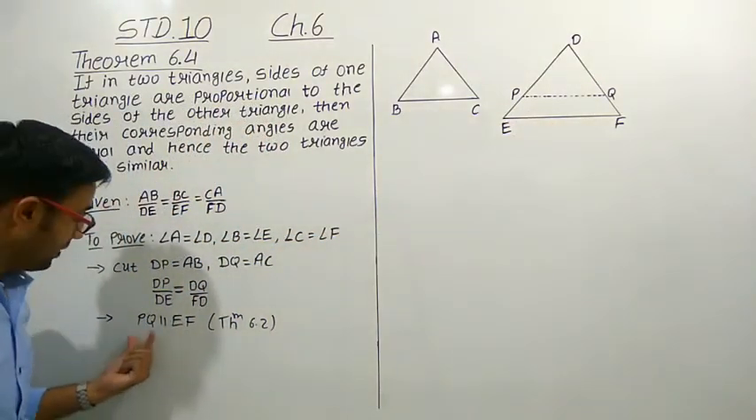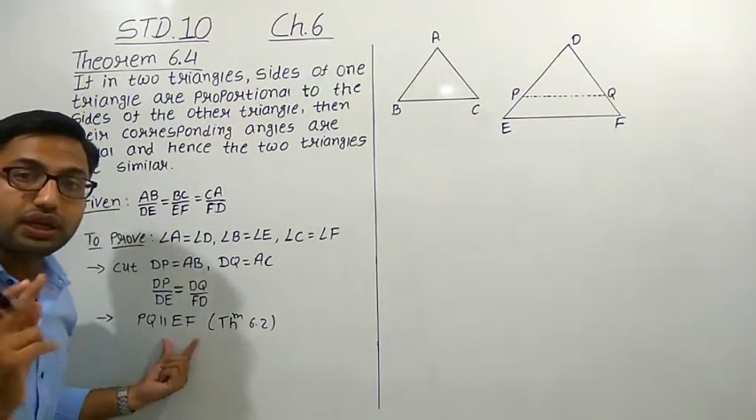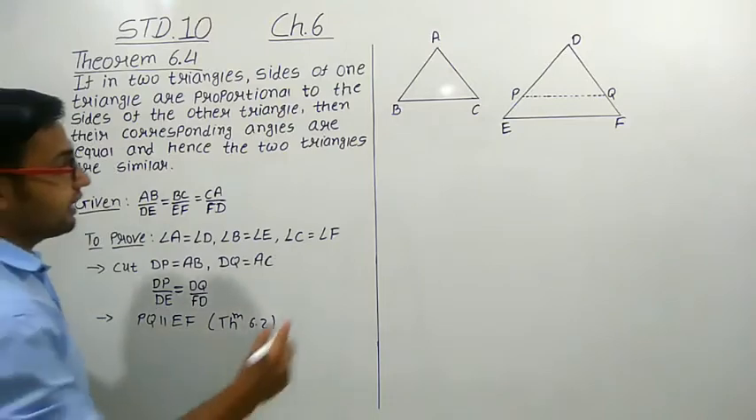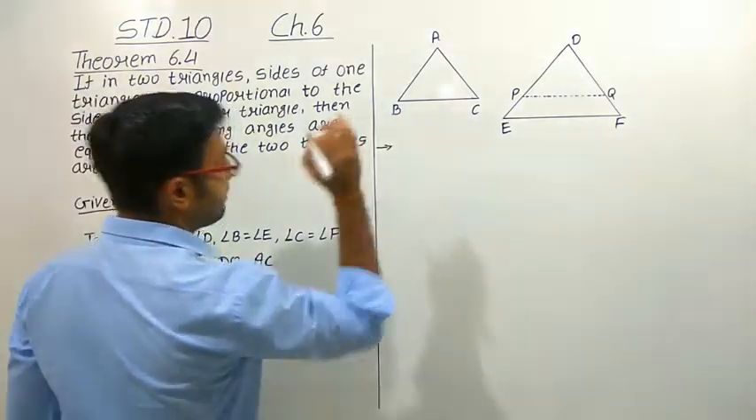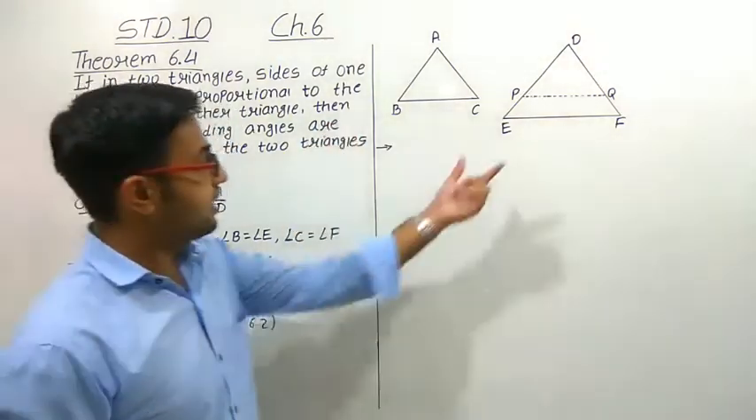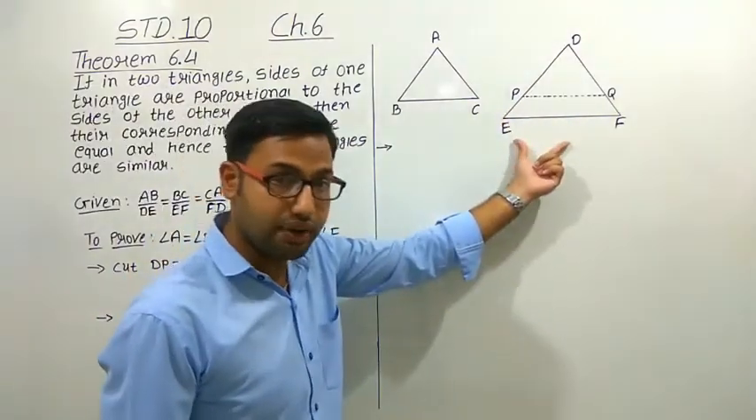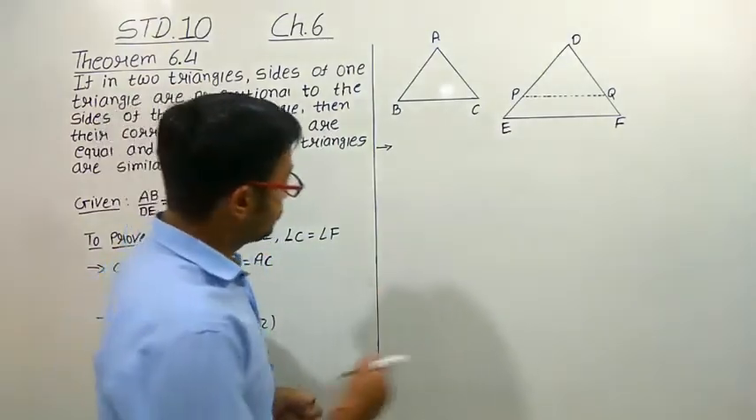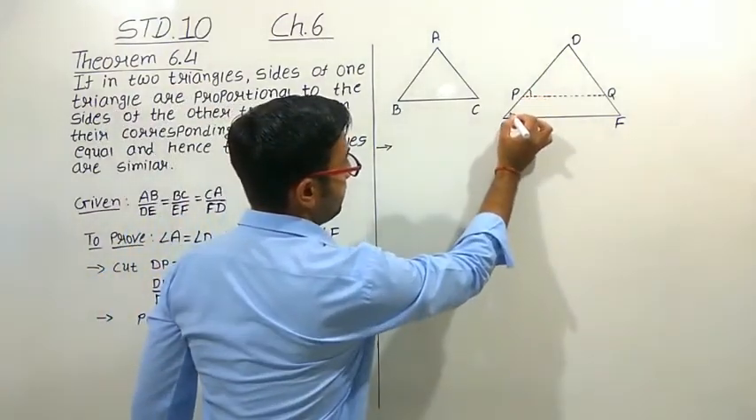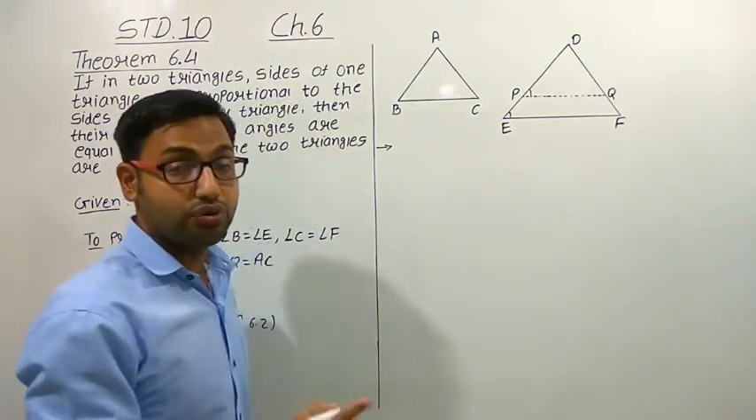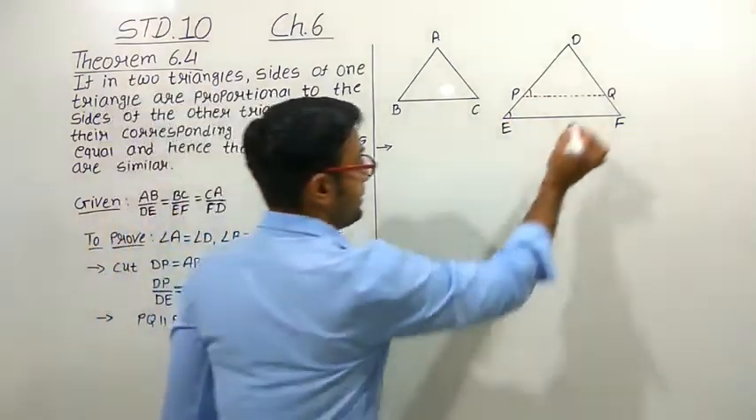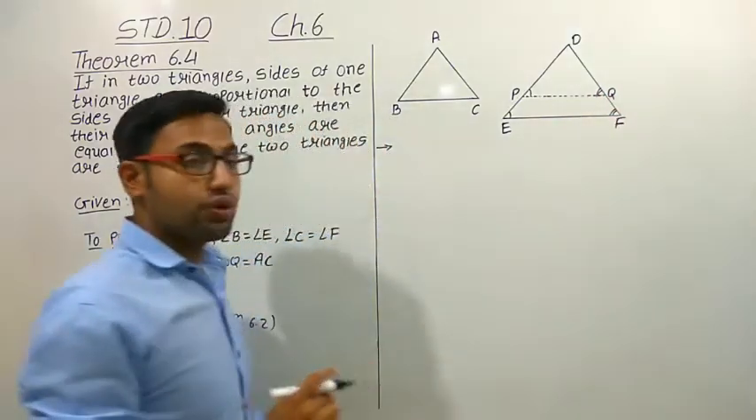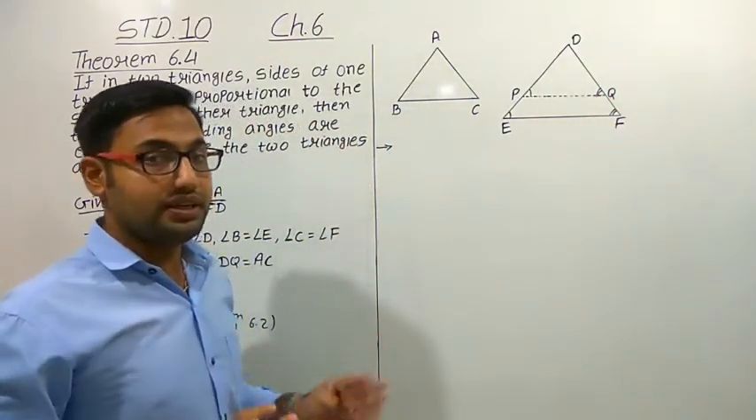So here we get PQ is parallel to EF. Understand? Okay. Now as we can say that, see, two lines are there, PQ and EF, both are parallel. One of the transversal DE intersecting them. So this angle will become equal to this angle according to the corresponding angles, and this angle will also be equal to this angle according to the corresponding angle. That we have already studied in standard 9.